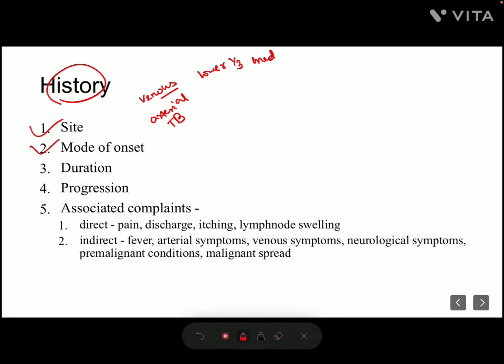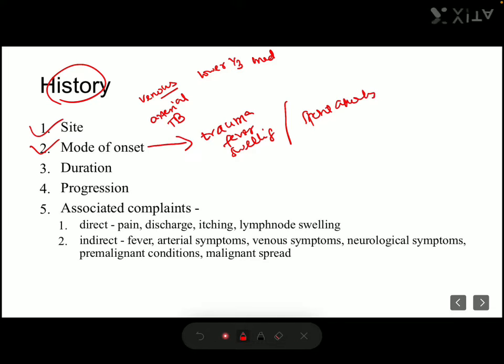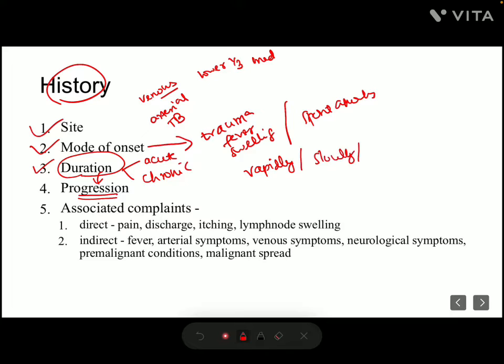Mode of onset. We would like to know whether the ulcer was preceded by trauma or fever or any other swelling, or whether it originated spontaneously. Next, duration of ulcer. We would like to know the duration of the ulcer to classify it into acute and chronic ulcers. Depending on the duration, we can also judge the progression of the ulcer, whether it is rapidly progressive, slowly progressive, or non-progressive.